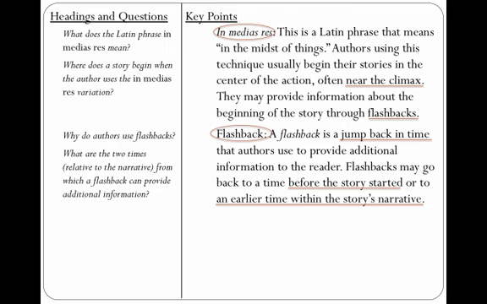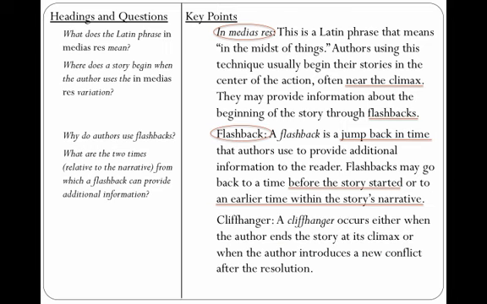The third variation on plot is a cliffhanger. A cliffhanger occurs either when the author ends the story at its climax or when the author introduces a new conflict after the resolution. A few annotations are now on the screen. A question you can ask yourself is, what are the 2 ways used by authors to create cliffhangers?